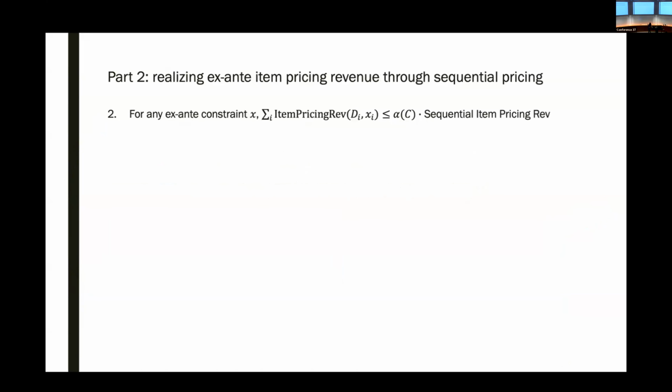Now I want to go to the second part. The second part says that we have some ex-ante allocation constraints, and we have this benchmark where we have a sequence of item pricings that satisfy the ex-ante probabilities. Now we want to implement the same thing using a sequential item pricing that satisfies the supply constraints ex post. So I don't want to oversell any items, okay?